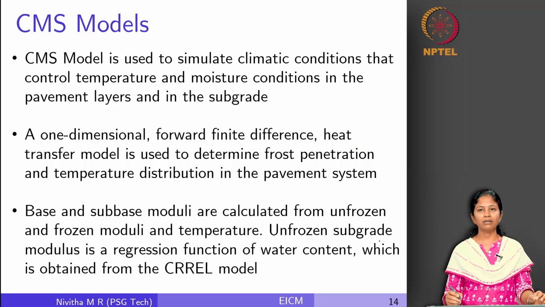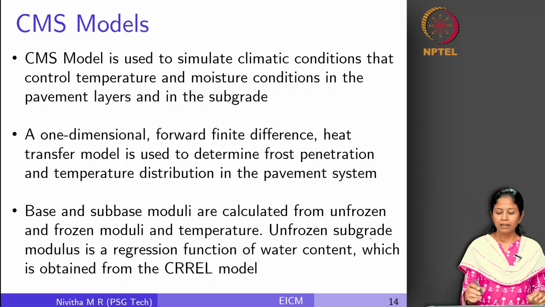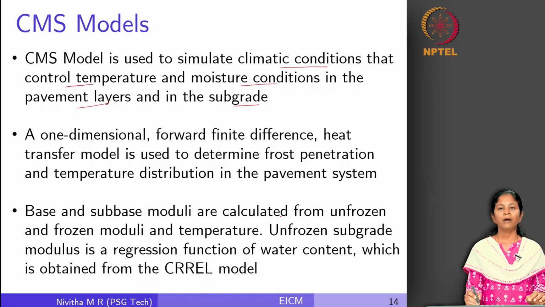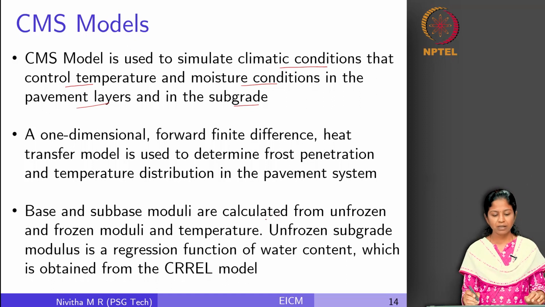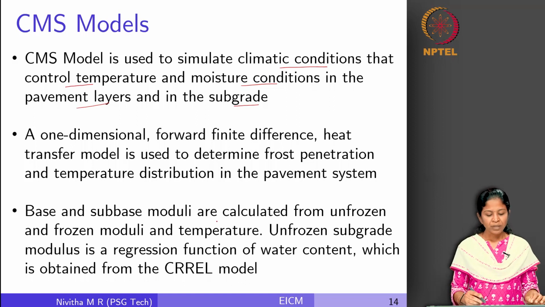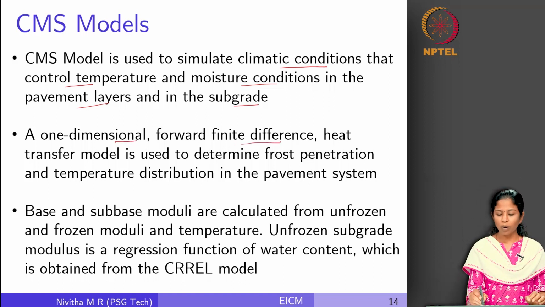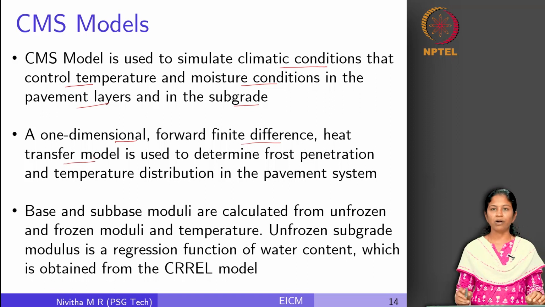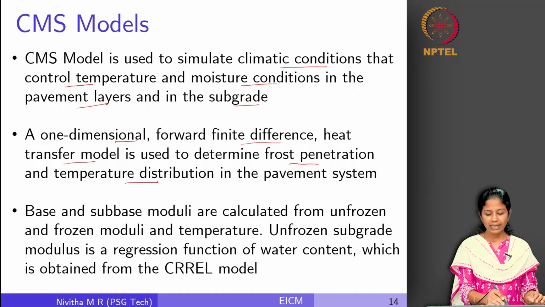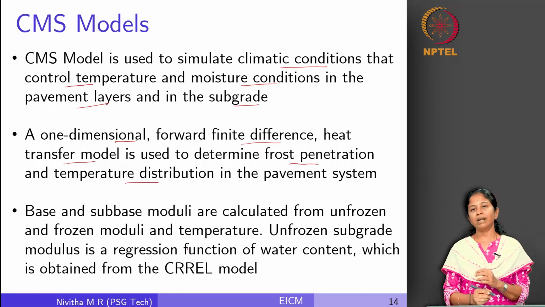Now, let us move on to the other model, the third model, which is the CMS model, or the fourth model in fact. This CMS model is to simulate climatic conditions that control temperature and moisture conditions in pavement layers and subgrade, right. It is used to compute the climatic effects and then calculate how the temperature and moisture vary in a pavement. So, it is a one dimensional forward finite difference heat transfer model. This model is used to calculate the frost penetration and temperature distribution. Basically, a finite element model is used.